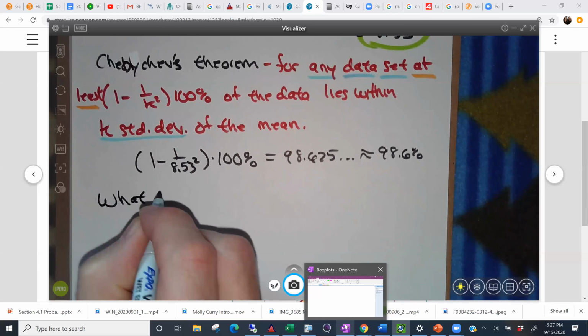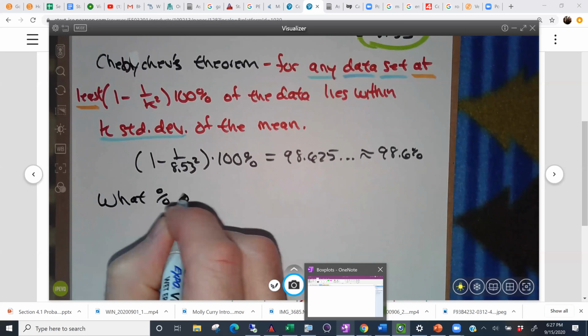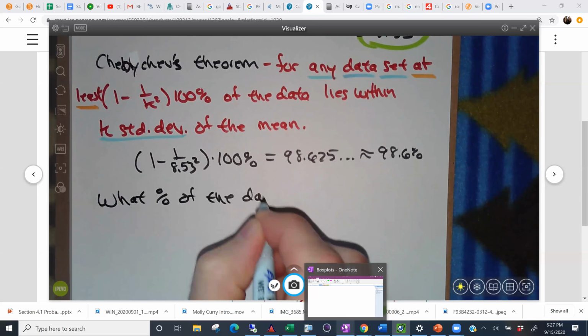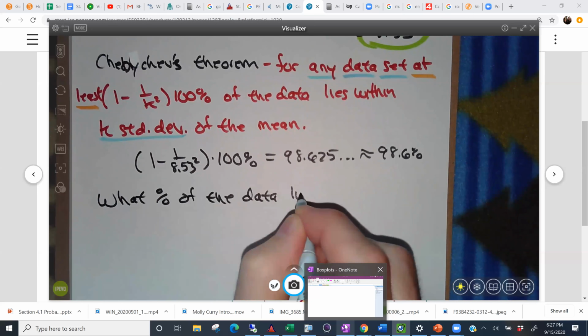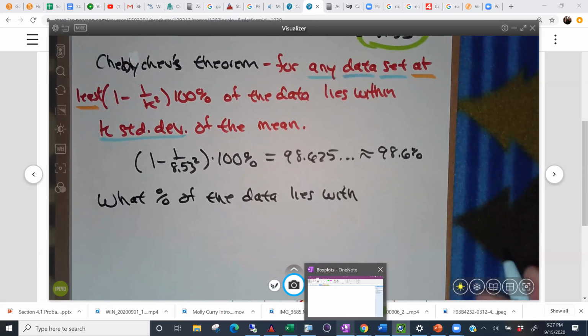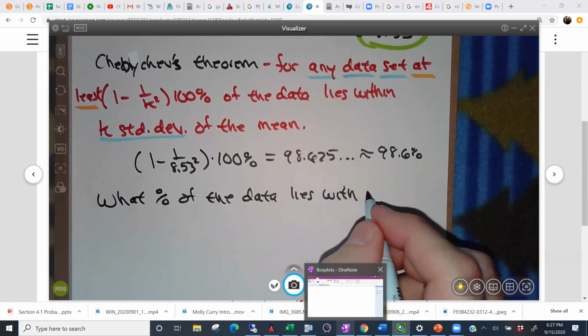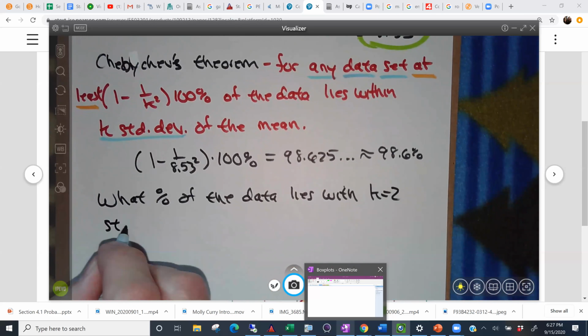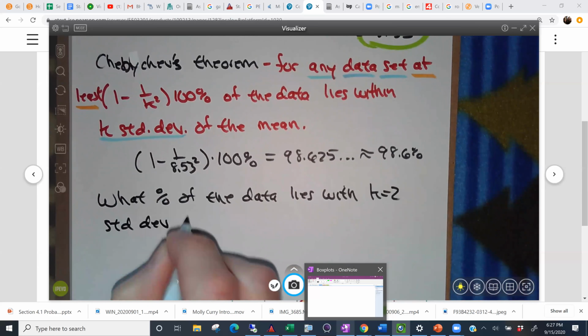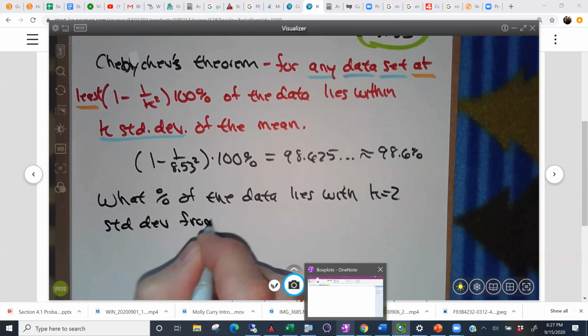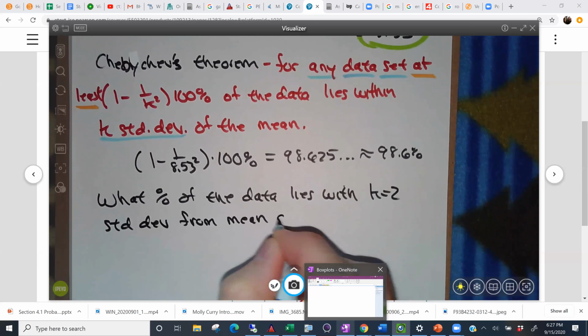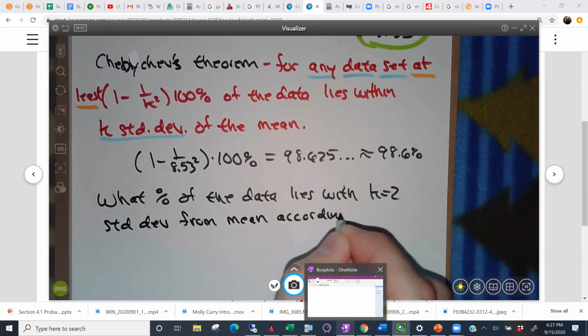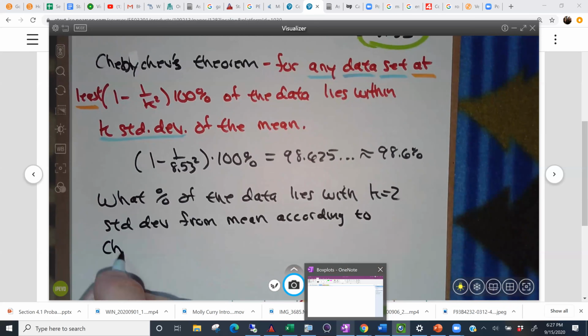What percent of the data lies within, I'll let you pick it, 2 or 3. All right, K equals 2 standard deviations from the mean according to Chebyshev's rule.